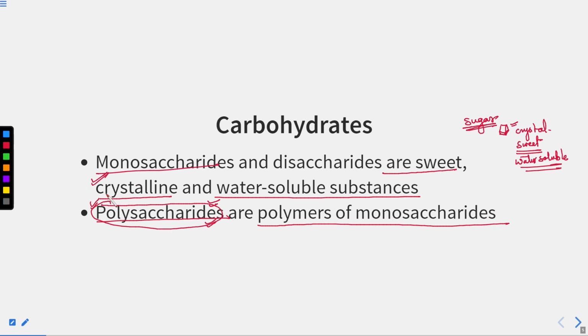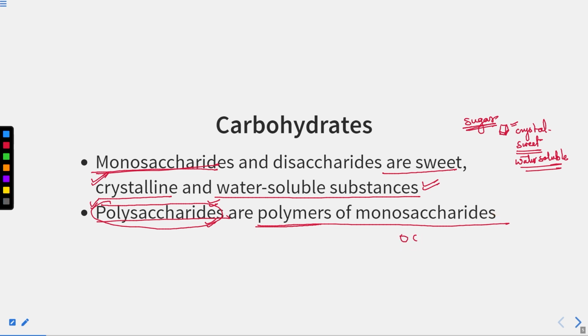We will see in the form of a table what the differences between these sugars are. But here you have to remember this: monosaccharides and the disaccharides are sweet, crystalline, and water soluble substances, whereas the polysaccharides are the polymers of monosaccharide.